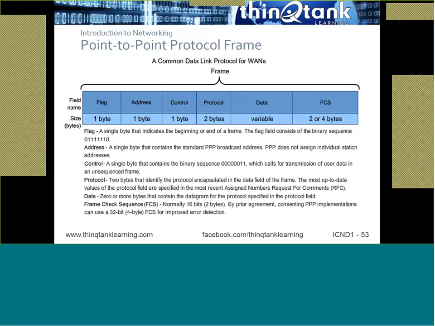Here's a PPP frame. Well, guess what? We kind of see the same thing. We have a header, which is comprised of a flag field, an address field, a control field, and a protocol field. And we have a footer, which is comprised of our frame check sequence. Now, notice the flag field here is pretty much the same thing as the preamble. But instead of it being 8 bytes, it's only 1 byte.